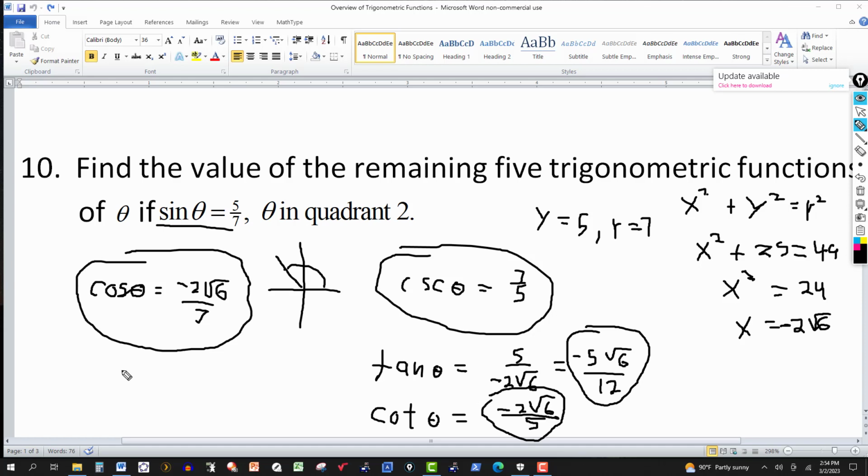And all we need now is the secant theta. Cosine and secant are reciprocal, so I just take the reciprocal of this answer here, so this will be 7 over minus 2 square root of 6, rationalized by multiplying the numerator and denominator by the square root of 6. That'll give me, I'll put the negative on top here, minus 7 square root of 6, and here this will give me a minus 12. That's the 6 values that we wanted.